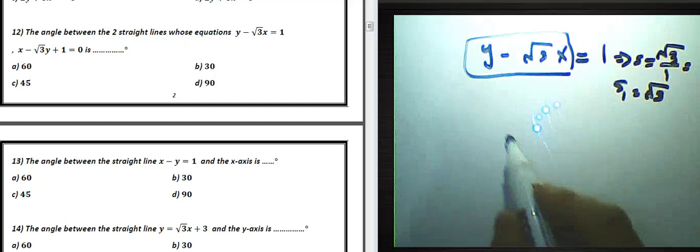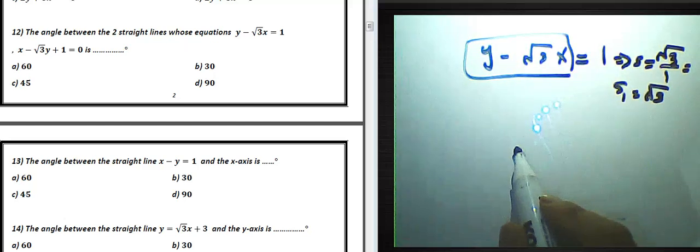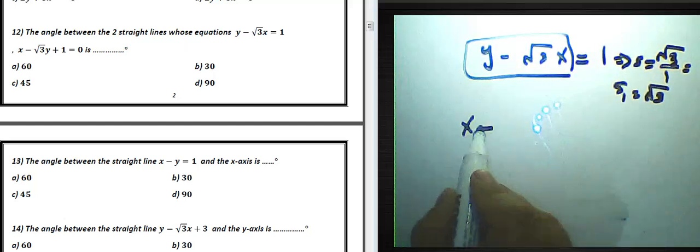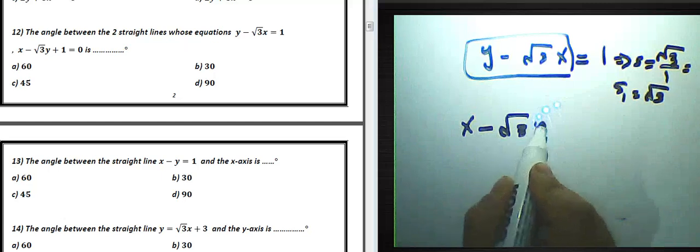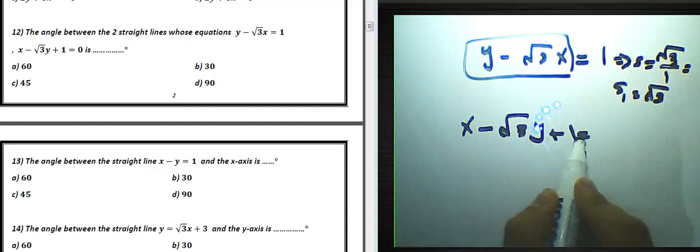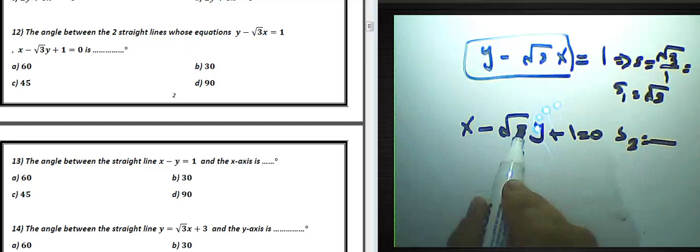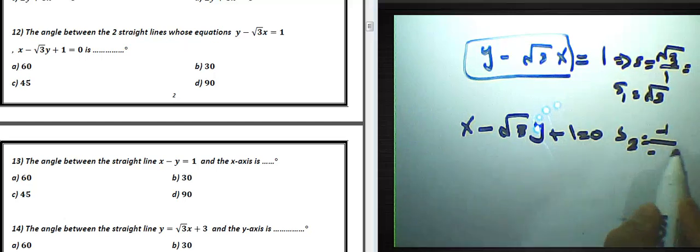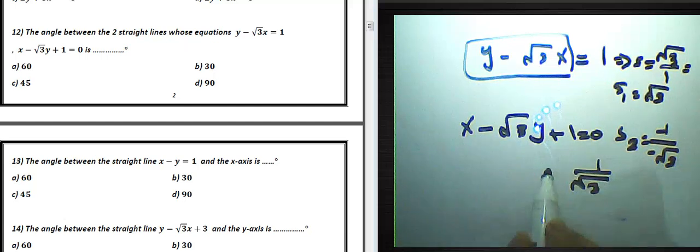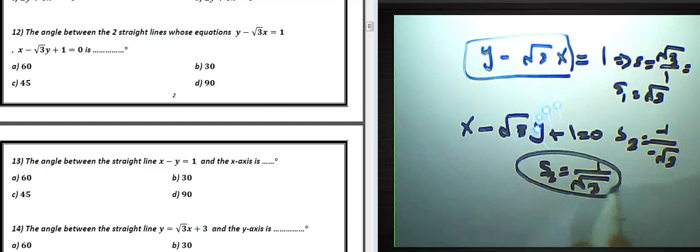Okay, and what about the second equation? Here, x subtract root 3 y plus 1 equals 0. Slope 2 is negative coefficient of x over coefficient of y. It will be negative 1 over negative root 3, so it will be 1 over root 3. We have slope 1 equals root 3, and slope 2 equals 1 over root 3.